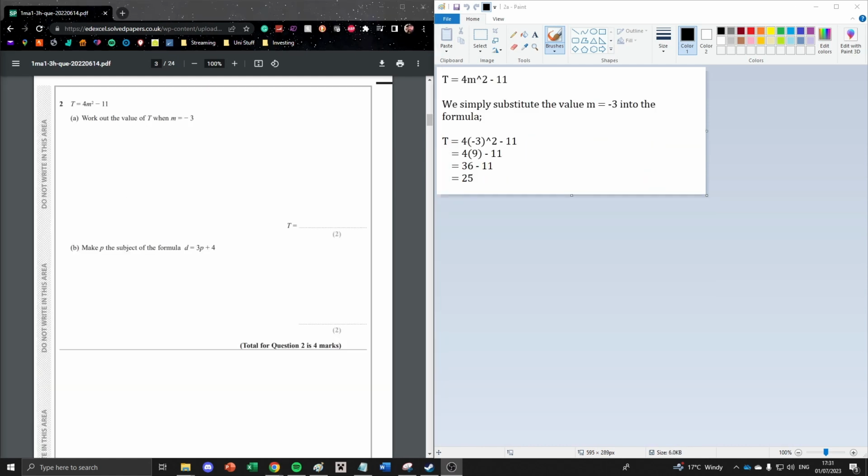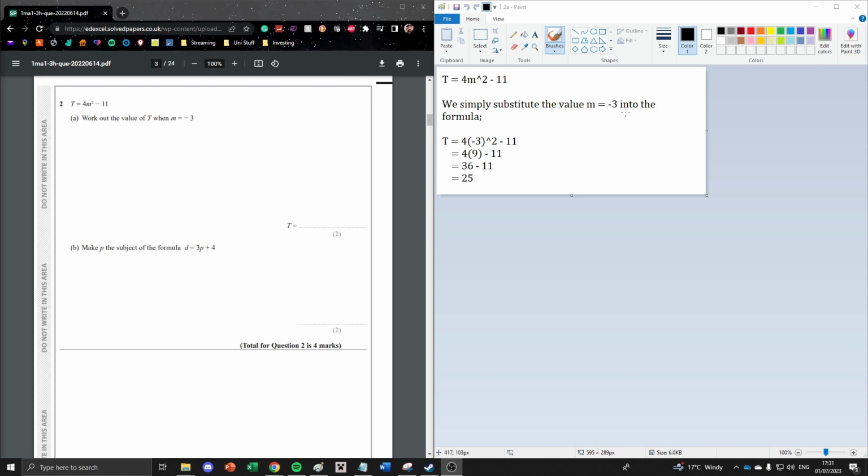Question 2 has two different parts, both of which are looking at these different algebraic expressions. 2a specifically is looking at evaluating quadratic expressions. So we're told that t is equal to 4m squared minus 11, and we're asked to find the value of t when m is equal to minus 3.